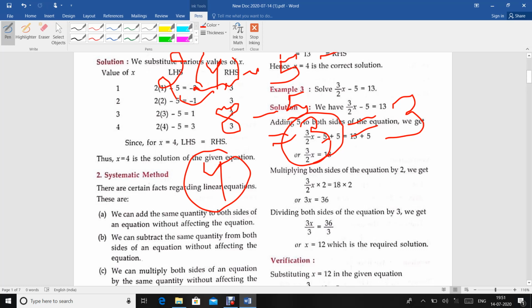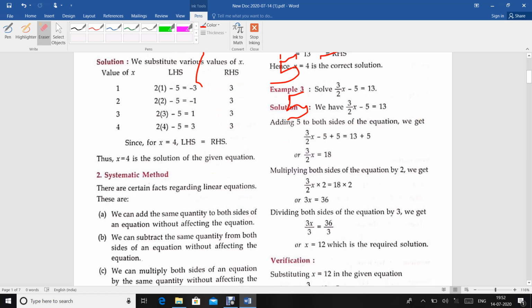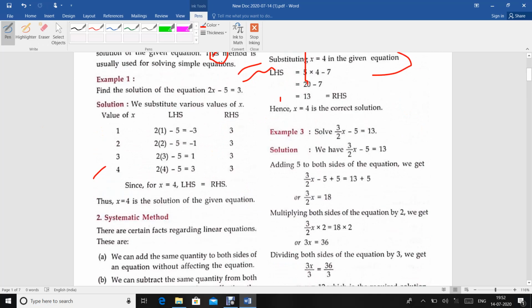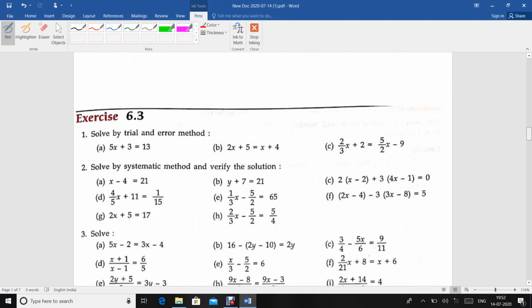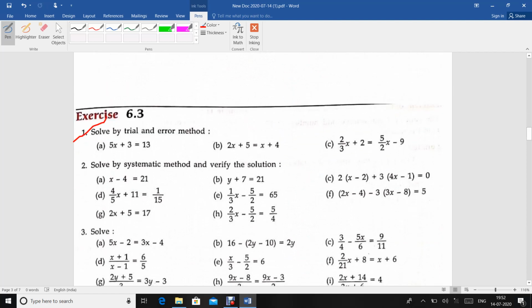Let us try this method for your exercise questions, and we will see the questions from your exercise 6.3. Let us move towards the exercise. Here is exercise 6.3, question number 1.